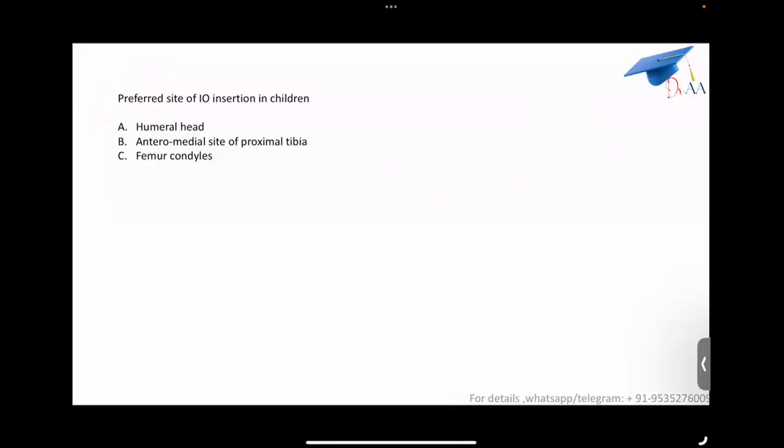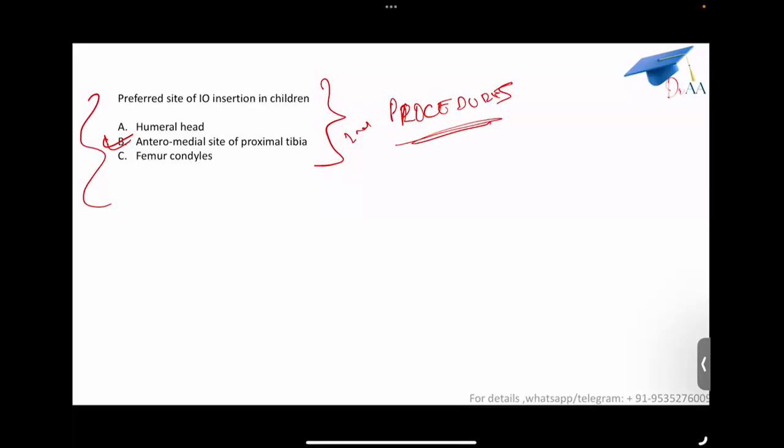Preferred IO insertion site in children, we'll get back to this in procedures. We'll be discussing it again in detail. In adults or in children, the preferred site will remain the proximal tibia. The second preferred site in children usually will be the humerus. I kind of forgot, but again, we'll be discussing this in the procedure chapters. Here, the right answer is B. The second best option you also need to remember, which I'll be mentioning during our procedure class.